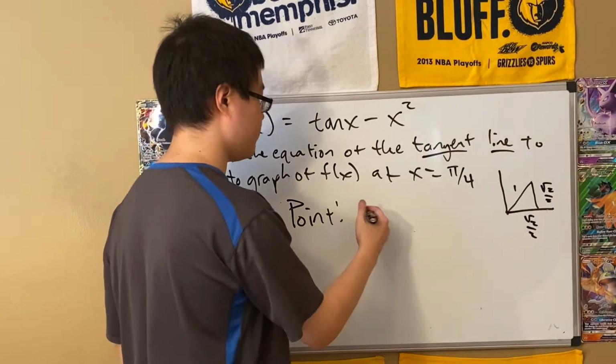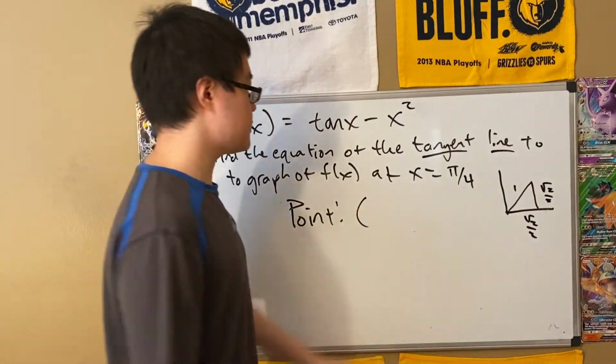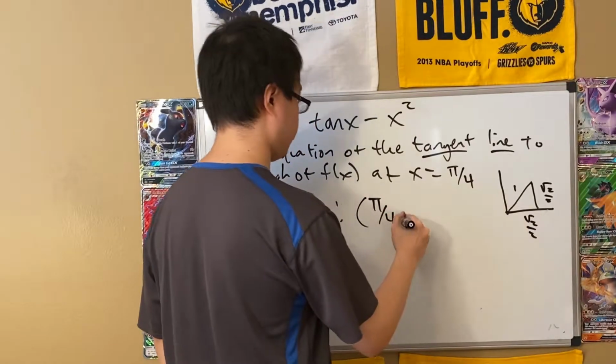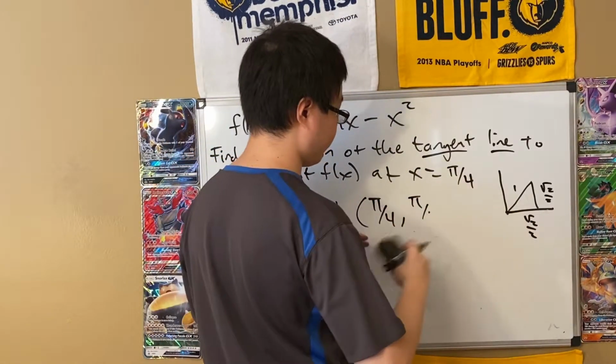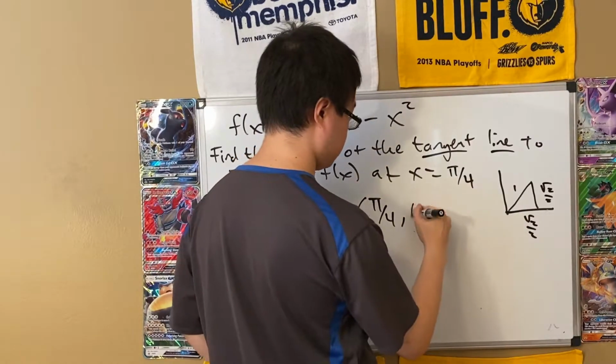Let's try to find the point first. So for the point, it's going to be x. And then we're going to plug in pi over 4. So it's going to be pi over 4, tangent of pi over 4. Sorry, I forgot the tangent, that's key.